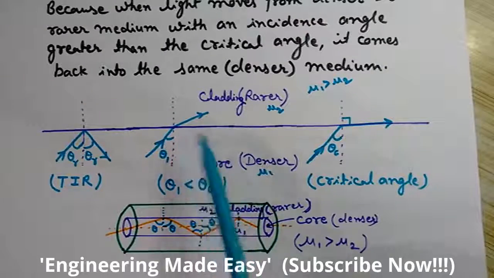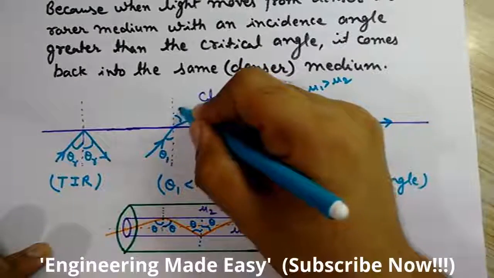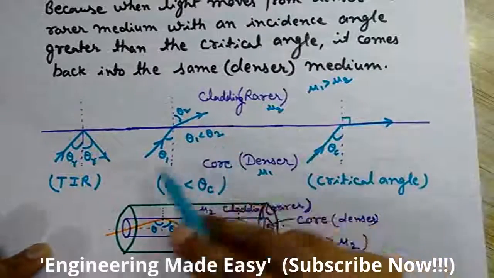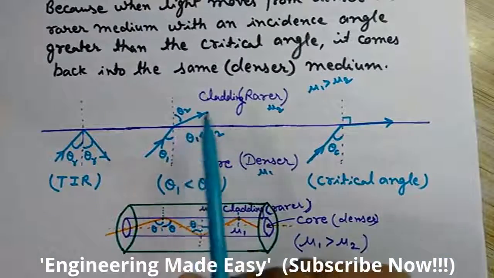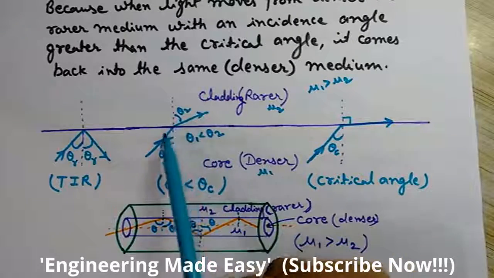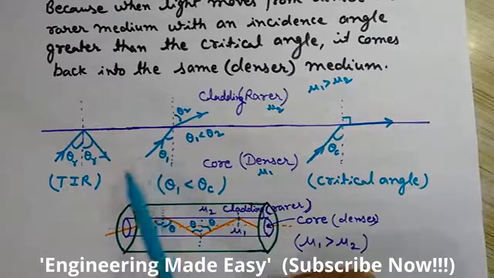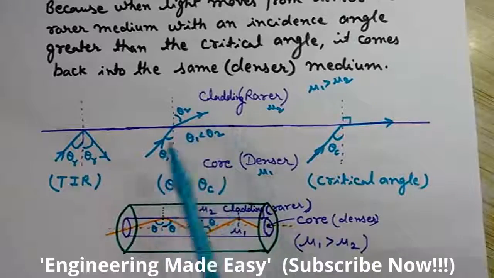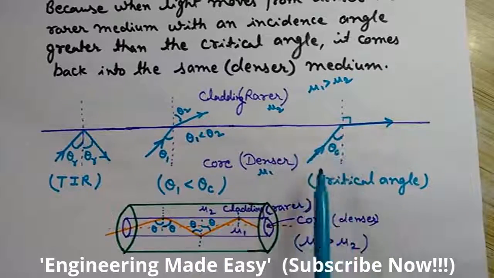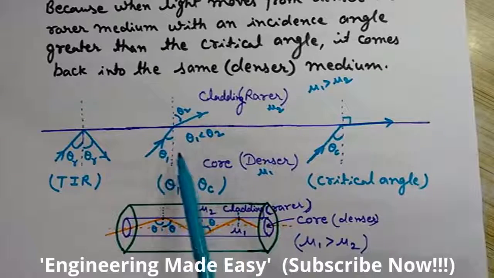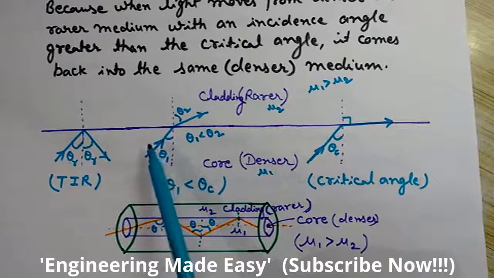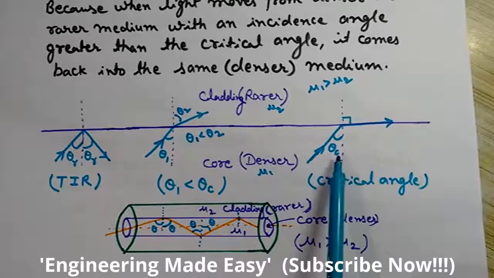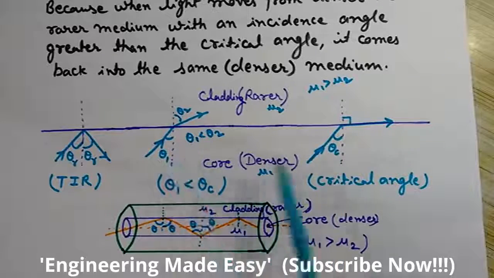normal. Means if it is theta 1 and here we have theta 2, then in this case theta 1 is less than theta 2, it moves away. If it would have been the opposite case, moving from rarer to denser, then it would have come closer. In our case we need only this concept, so it moves away from the normal when it enters into the rarer medium. And suppose if we keep on increasing this theta 1, then theta 2 will also increase. So at some point we will have a theta critical point, which is obviously larger than theta 1.